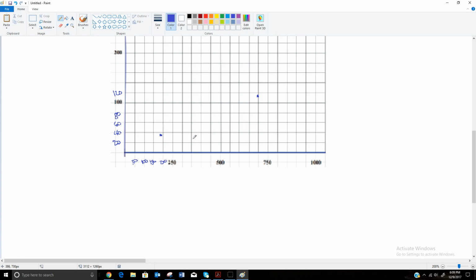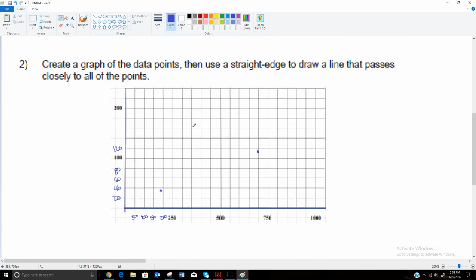$33 would be... sorry, this one's giving me a hard time here. 366, 63, right about here, I think. So this would be 300, 350, 400. So 366 would be about here, and then 63 would be a little bit above 60.